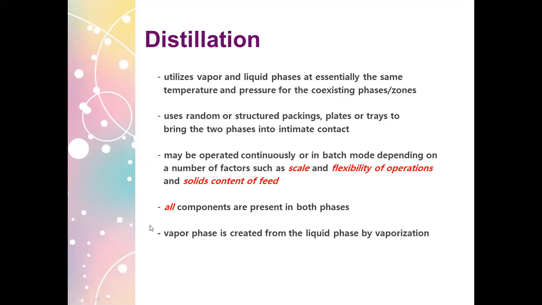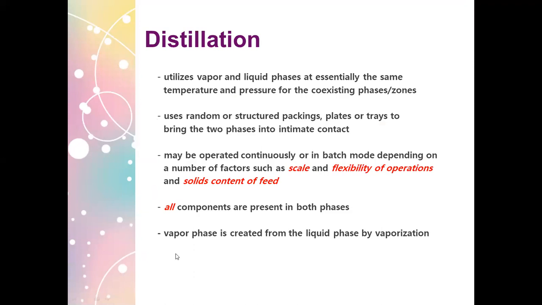Now, distillation in this part actually utilizes the vapor and the liquid phases that essentially are at the same temperature and pressure for the coexisting phases or zones. So in the process of distillation, we have in our distilling column what we call two zones, which you will later on know as we go along in the slide.